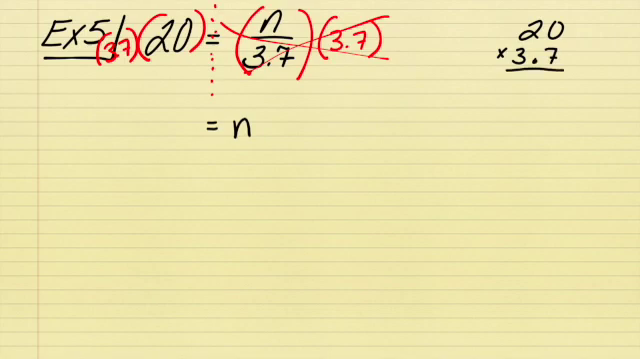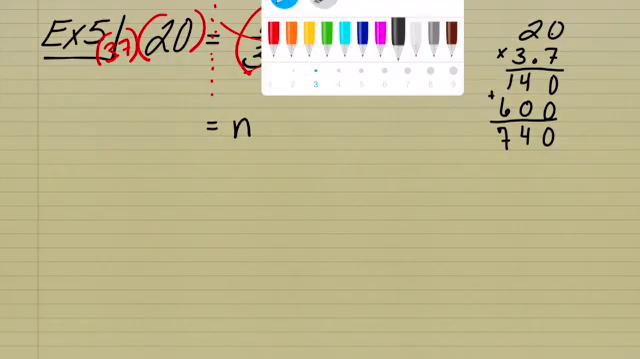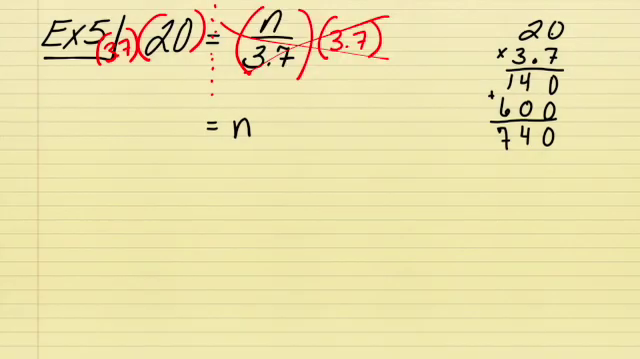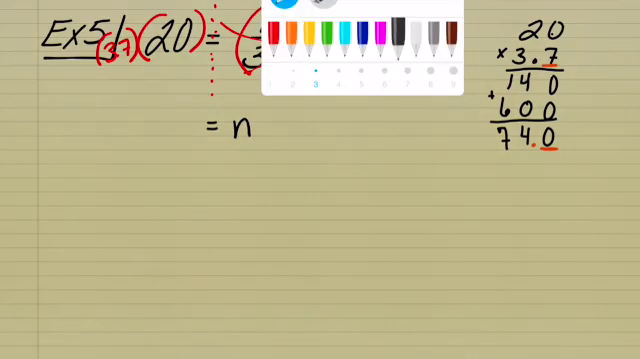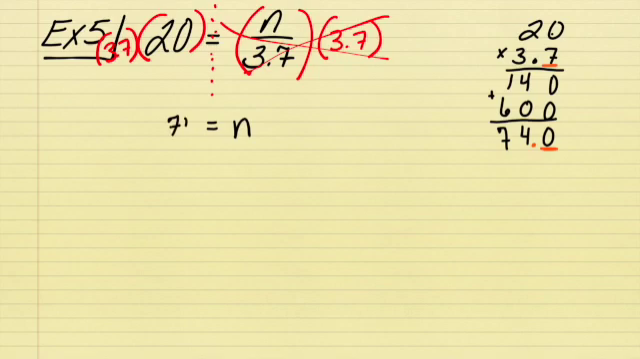Okay, so I'm going to go ahead and run through this. 7 times 0 is 0. 7 times 2 is 14. Drop down and put a 0 and do my 3. 3 times 0 is 0, and 3 times 2 is 6. I add these together, and then I need to have one decimal spot in my answer, so it goes right here. So my answer ends up being 74. So 74 equals n.